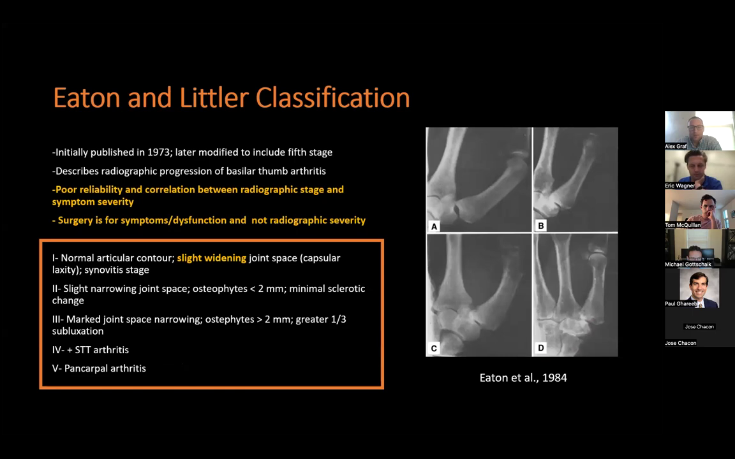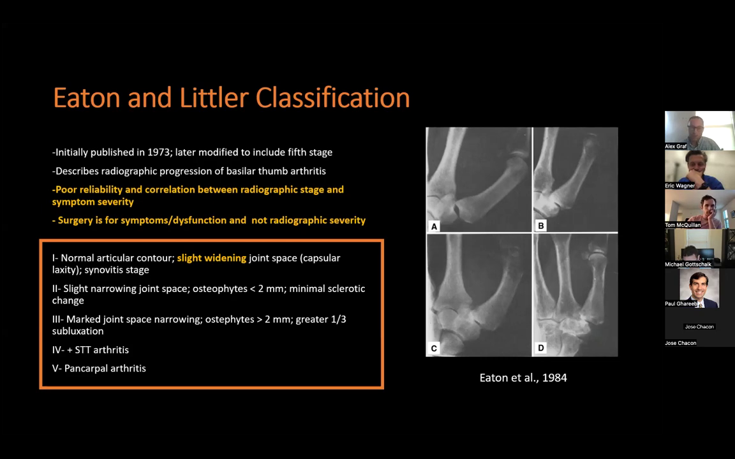So we talked about the Eaton-Littler classification. That helps to describe where the patient is on that spectrum or on that pathogenesis. But as I alluded to earlier, it's very unreliable with correlating with symptoms. We see patients that come in with distal radius fractures where you can see horrible CMC arthritis on the radiographs, completely asymptomatic. I think the more common scenario I see is the patient that comes in with debilitating CMC arthritis, perhaps a female in her mid 40s with very little arthritis.